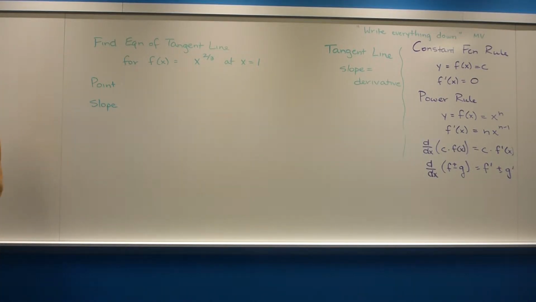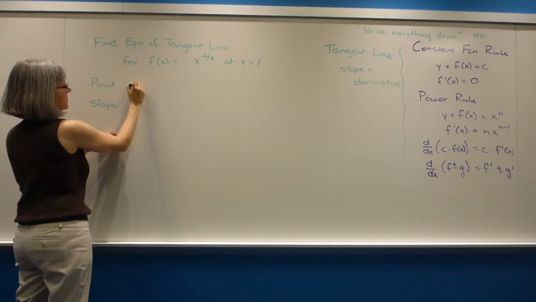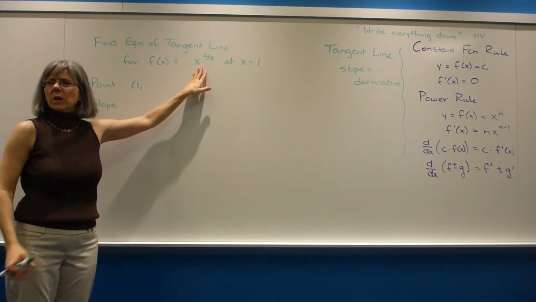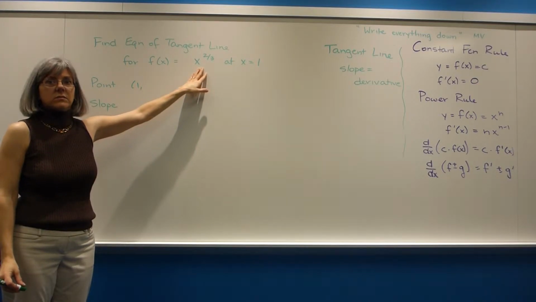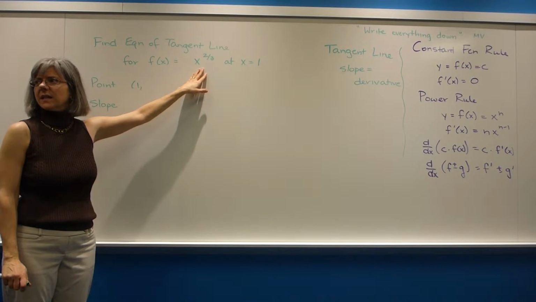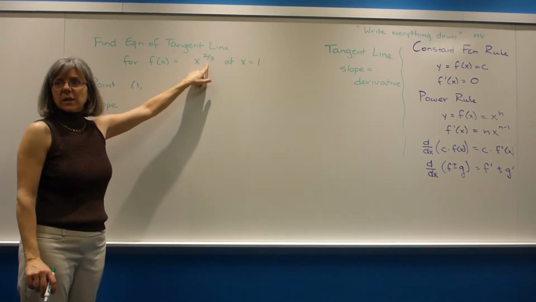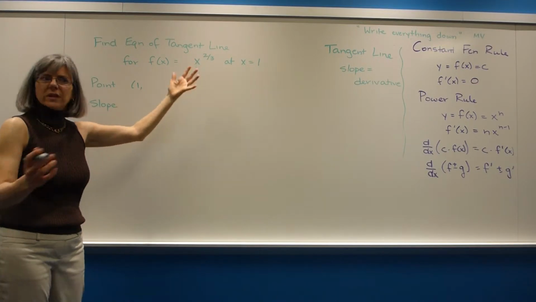Do I have a point? Well, I have the x value. So can I write the y value? Yeah. What is 1 to the 2/3? 1. Pretty much 1 to the anything is 1. So this is saying the cube root of 1, which is 1, and then square that, which is 1. So 1 to the anything is 1.